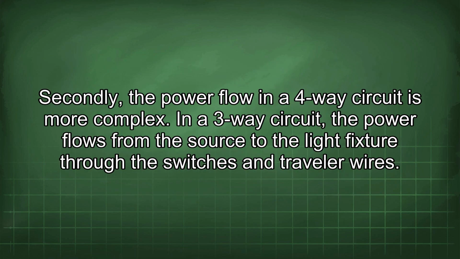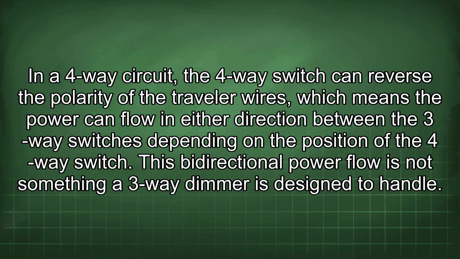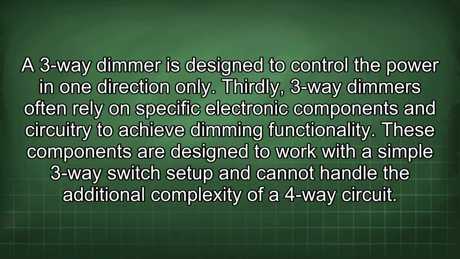Secondly, the power flow in a four-way circuit is more complex. In a three-way circuit, the power flows from the source to the light fixture through the switches and traveler wires. In a four-way circuit, the four-way switch can reverse the polarity of the traveler wires, which means the power can flow in either direction between the three-way switches depending on the position of the four-way switch. This bidirectional power flow is not something a three-way dimmer is designed to handle. A three-way dimmer is designed to control the power in one direction only.